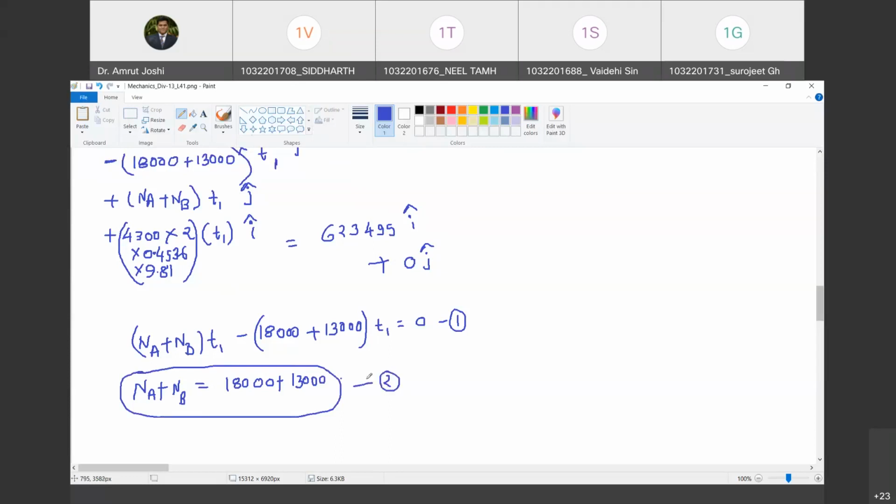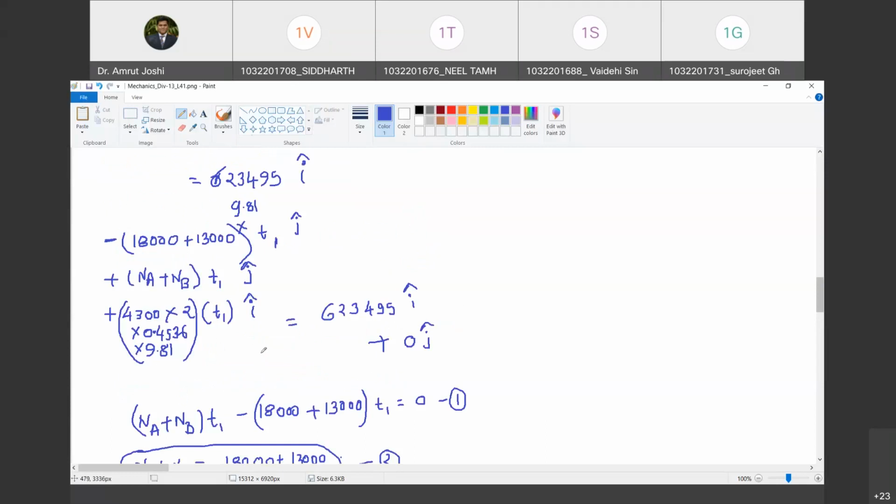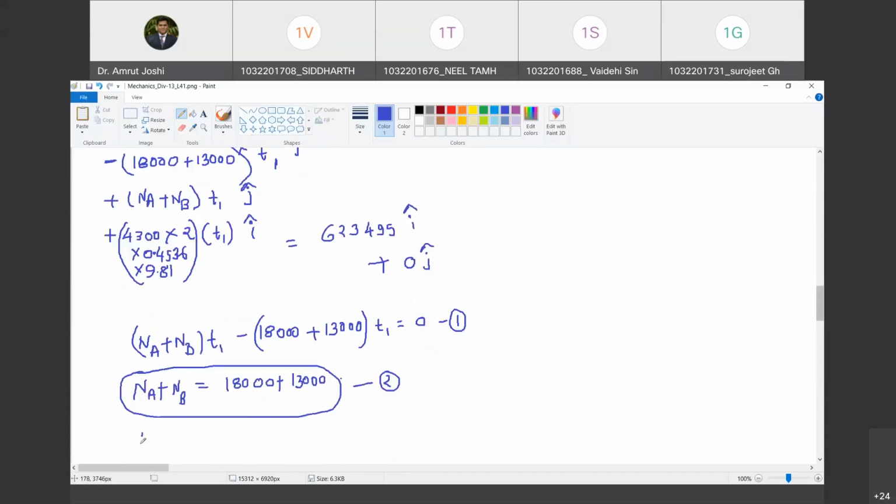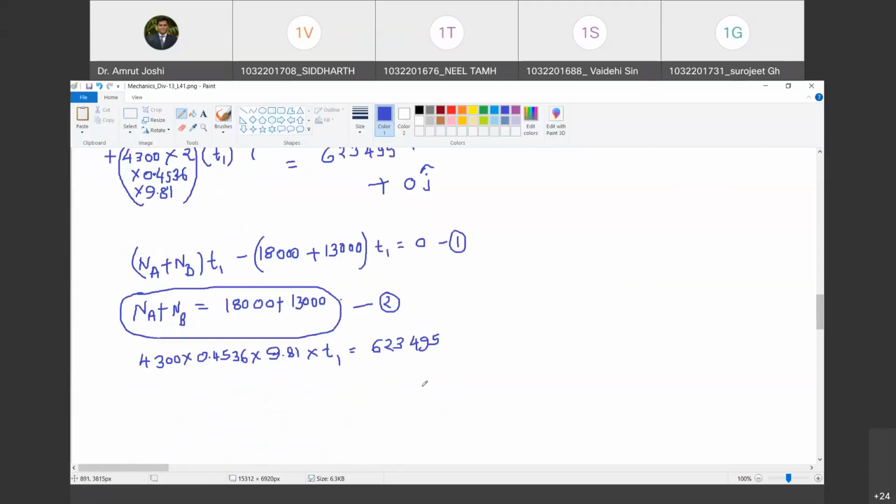We are not interested in this. We are interested in finding out T1. So what do I need to do? I need to equate the coefficients of i cap now. Are you with me? So how do I equate that? So I get 4300 multiplied by 0.4536 multiplied by 9.81. Are you with me? Multiplied by T1. This must be equal to 623,495. Happy?